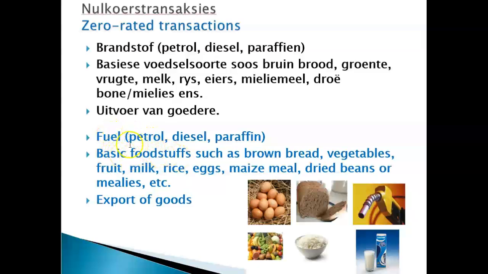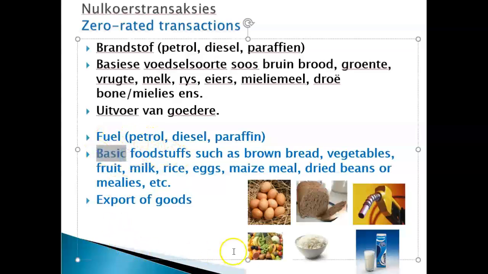Then basic foodstuffs, and look at the word basic. It really means basic. Brown bread, but not your sliced Sasko, Blue Ribbon, Albany breads. That's fancy bread. That is subject to VAT. But this old common bread, brown bread that your supermarket is baking there in the ovens, the no-name bread, let me call it no-name bread. Now, there, no VAT is applicable on the brown bread version.